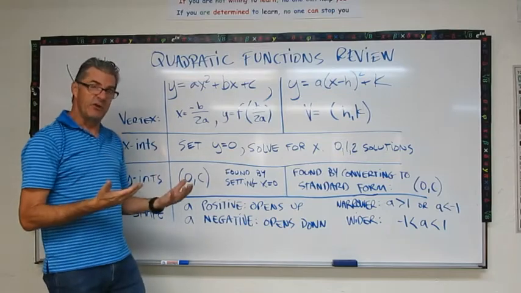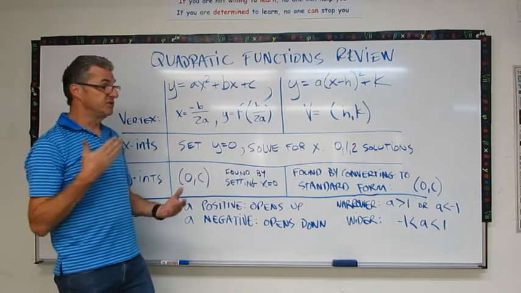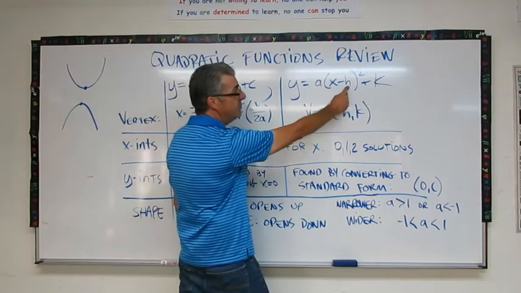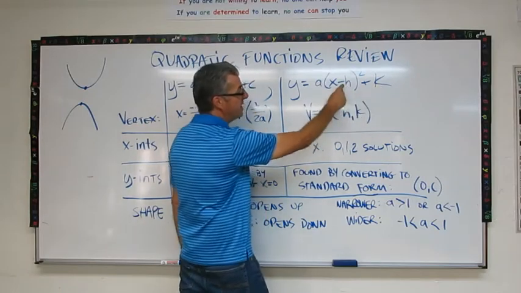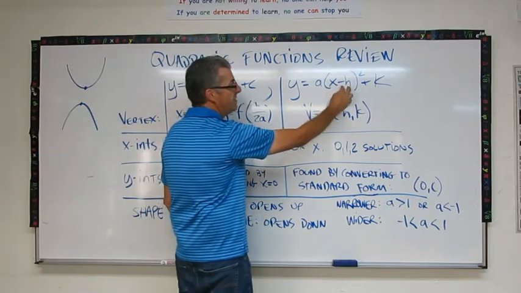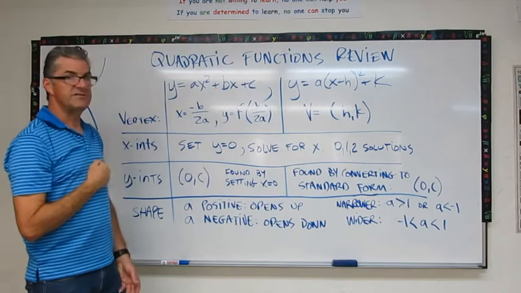Now, vertex form is great because you can just pull the vertex out by inspection, which means you can just see it and write it down. No calculation necessary. The vertex in vertex form is just (h, k). You just got to remember to change the sign on the h. So if this shows up here as negative 3, this is 3. So there's your vertex from vertex form.